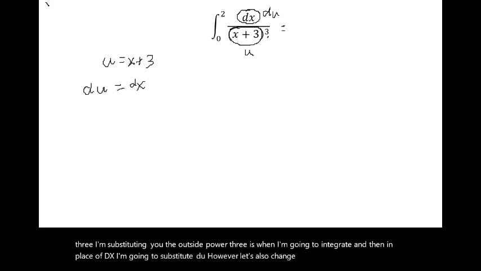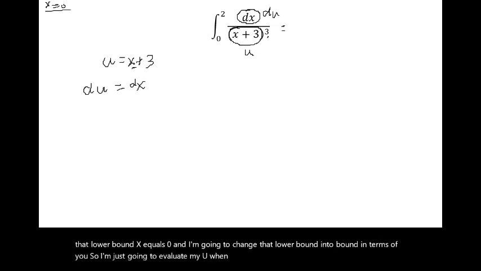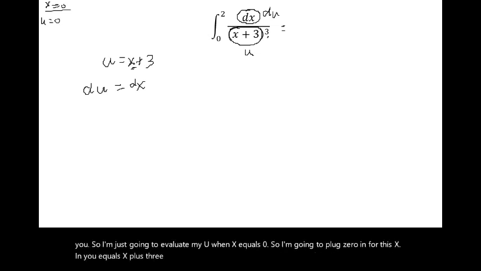So let's start with that lower bound, x equals 0. And I'm going to change that lower bound into a bound in terms of u. So I'm just going to evaluate my u when x equals 0. So I'm going to plug 0 in for this x in u equals x plus 3. So u is going to equal 0 plus 3. So my new lower bound in terms of u will be 3.